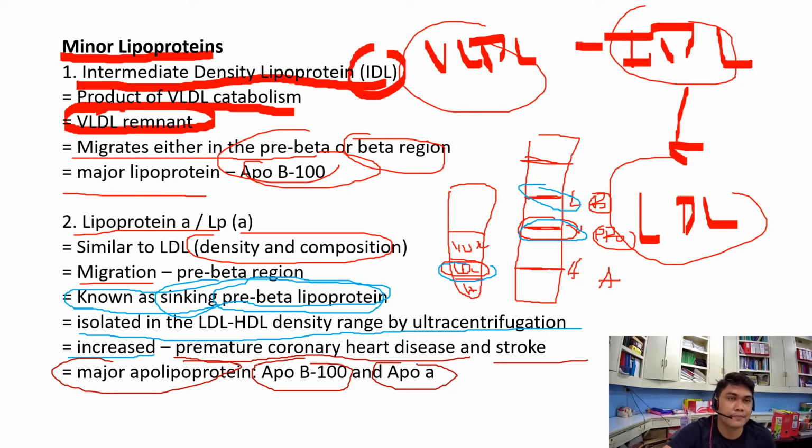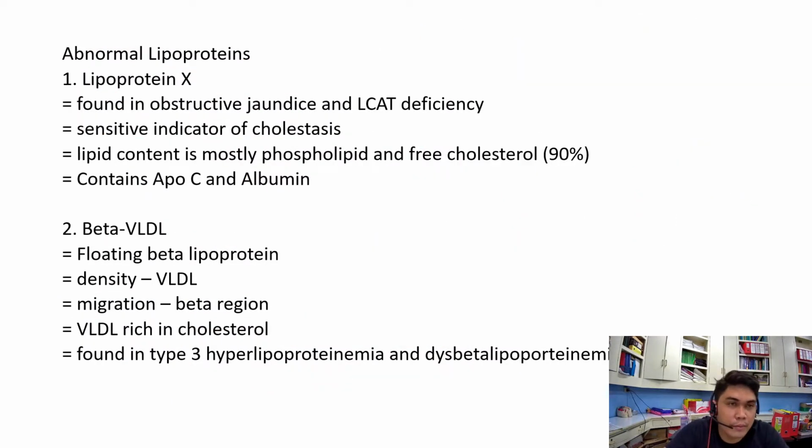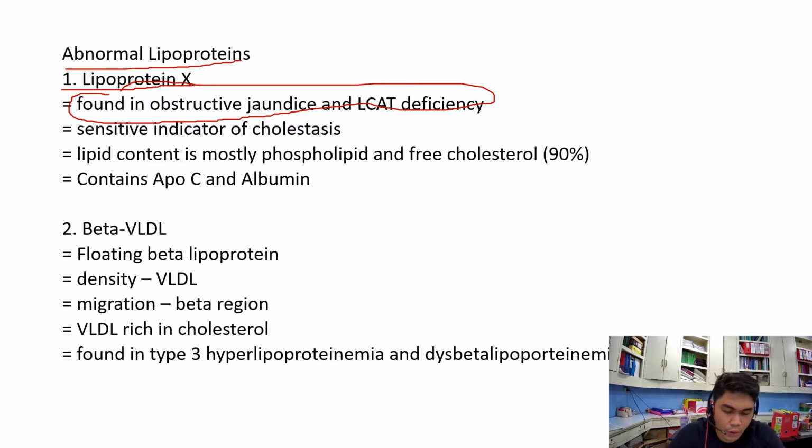Okay, so next you have abnormal lipoproteins. For example, you have lipoprotein X. It's usually found in obstructive jaundice and LCAT deficiency, and it's a sensitive indicator of cholestasis. For cholestasis, meaning there is a decrease in bile flow, maybe if there's an obstruction. Basically, cholestasis means you have decreased bile flow.